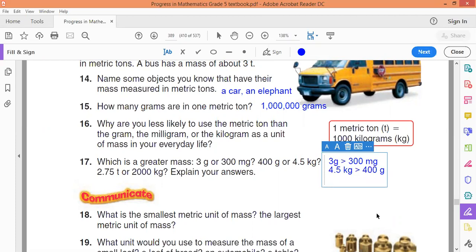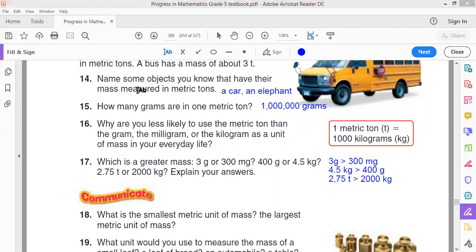2.75 tons or 2,000 grams. Wait. 1 ton is 1,000 kilograms. 2.75 tons, easy. 2.75 tons will be greater than 2,000 kilograms. Now question number 16. 2.75 t.